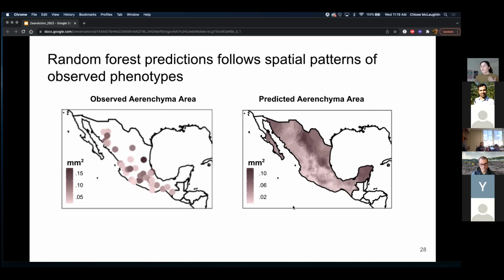And then a really cool application of this, since we're predicting phenotypes solely from environmental data, is that we don't have to have coverage within an area to be able to predict phenotypes for that region. So we can see we have no individuals observed within the Yucatan, but we're able to predict that we think the Yucatan would have higher parenchyma area as compared to more southern areas.